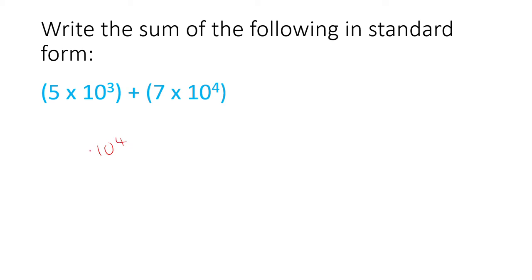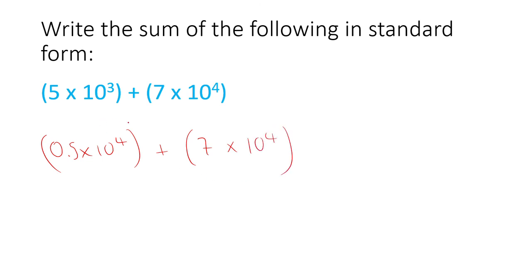Okay, now to make 10 to the power of 3 into 10 to the power of 4, I need to make it 10 times bigger. So it's only fair then that I make this 5 10 times smaller. So 5 divided by 10 is 0.5. So what we've done there is multiply that by 10 and divide that by 10. Okay, and I'm just going to copy that bracket out here, 7 times 10 to the 4.